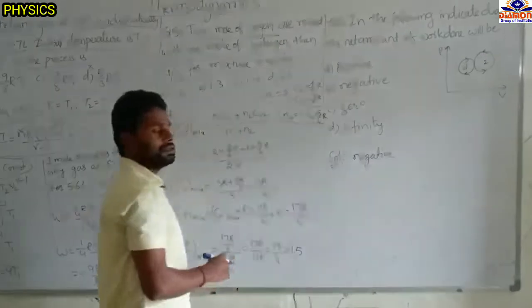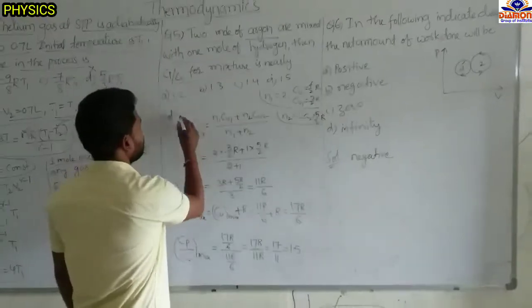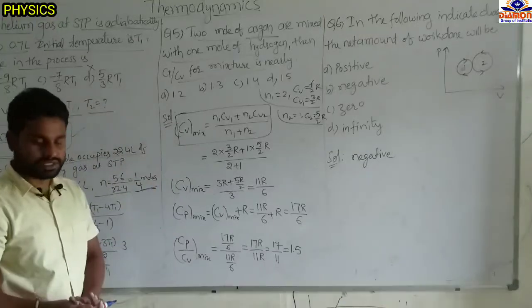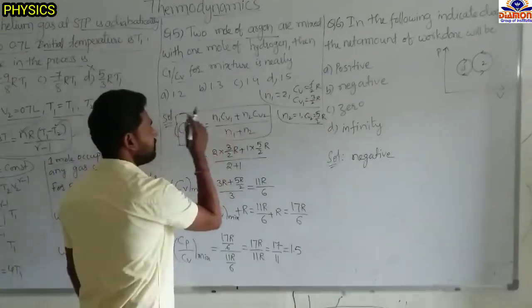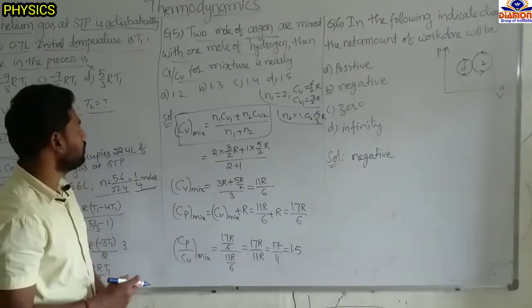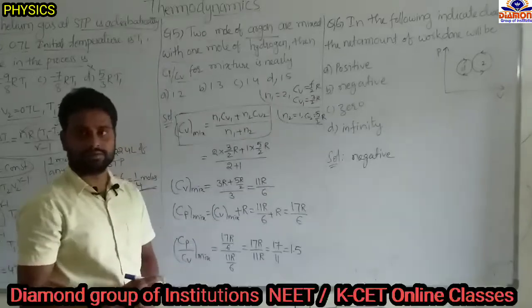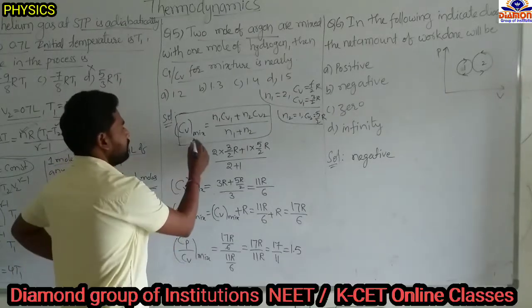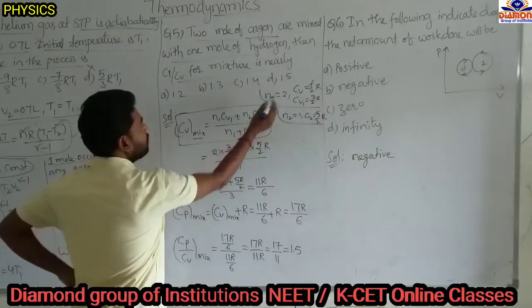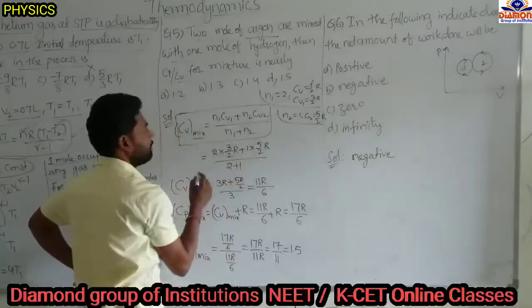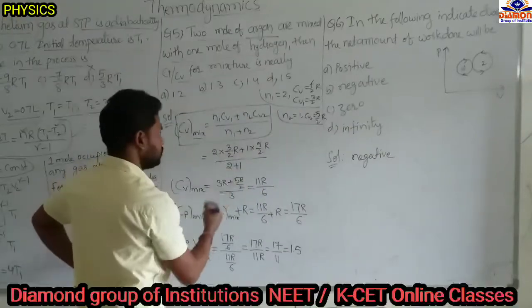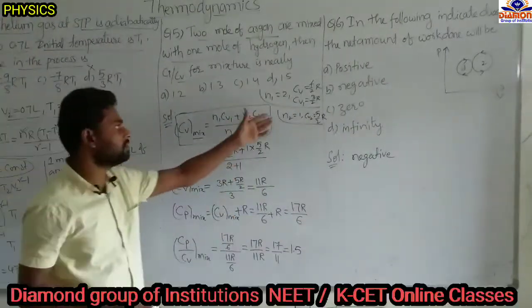So now we already know the formula for Cv of the mixture, we have to find it first. The formula is N1 Cv1 plus N2 Cv2 by N1 plus N2. Cv is nothing but the molar specific heat at constant volume, remember that. So for the mixture we have to find the Cv: N1 Cv1 plus N2 Cv2 by N1 plus N2. N1 value is 2, Cv1 value is 3 by 2 R, plus N2 value is 1, Cv2 value is 5 by 2 R, over N1 plus N2, 2 plus 1. N1 is 2 moles, N2 is 1 mole.